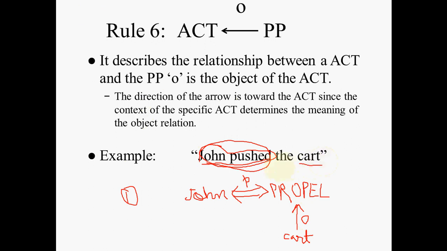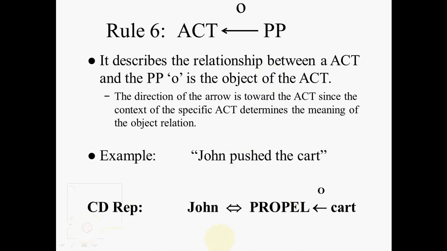John pushed the cart can be written like this. John is the object and push is the action. So using rule 1, John propel. Pushed is in past tense, so P is written on top of it. And rule 6 is now used to specify who is the object involved in the action. It is the cart which is involved in the pushing action. So the action is propel and the object used here is cart, PP. So John propel cart. Is it clear?